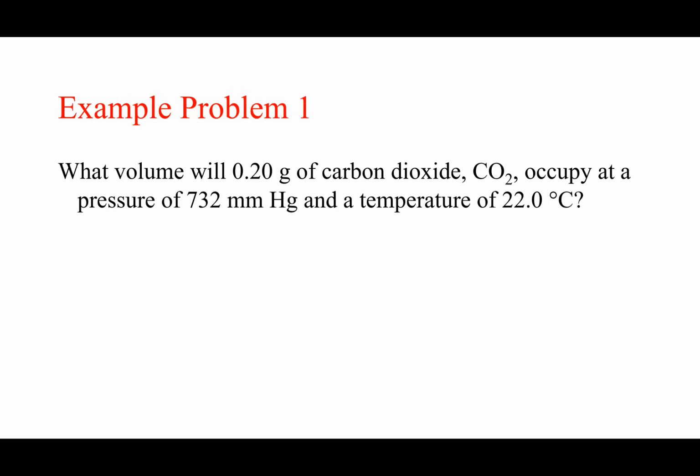Occupied pressure of 732 millimeters mercury. Now, based on what we've been talking about, I have to fix this millimeters mercury. I have to get it in units of atmospheres. We talked about that 1 atmosphere is exactly equal to 760 millimeters mercury, so that's how I'm going to do that. And it gives me my temperature, 22.0 degrees Celsius. I'm going to have to add 273.15 to get it to Kelvin. So I'm going to have to fix that.